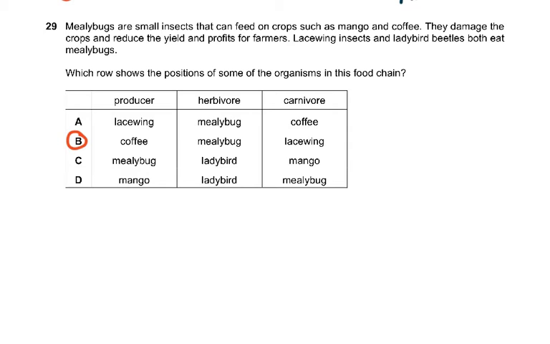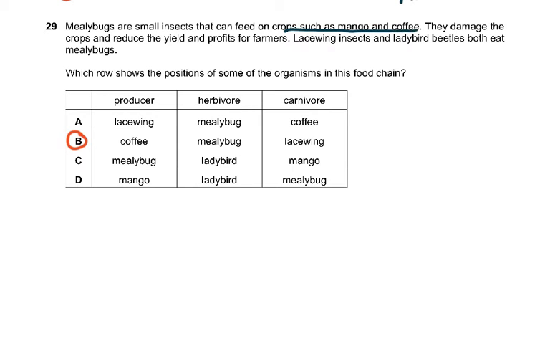Lacewing insects and ladybird beetles both eat mealybugs. Which row shows the positions of some of the organisms in this food chain? So coffee, mealybug, and then the lacewing. So first the coffee, then the mealybug, and then the lacewing. And this is how you had to really figure this out from the question.